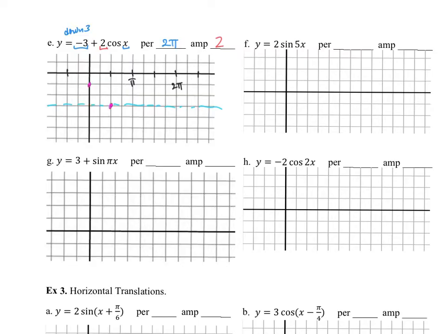Pi over 2, the cosine is 0, so I'm going to stay at my midline. The cosine of pi is -1, but the amplitude's 2, so I'm making -2. Then I go back to my midline. Then I finish my period at 2 pi, and then it would continue this pattern infinitely. So let me extend it a little bit in each direction so it doesn't look like it's ending when it's not.